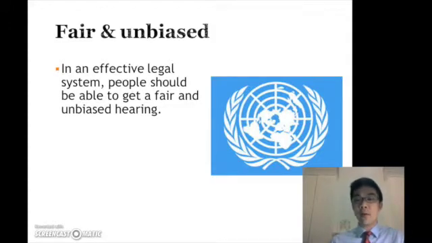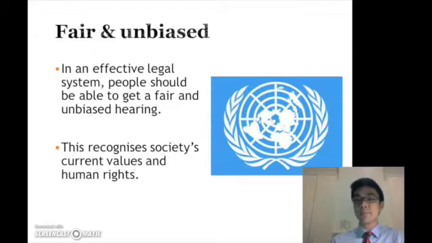And you'll see this logo here, which hopefully you recognize is the logo of the United Nations, from which we have a set of universal human rights. And it's the hope that your legal system, our legal system, recognizes society's current values and human rights.